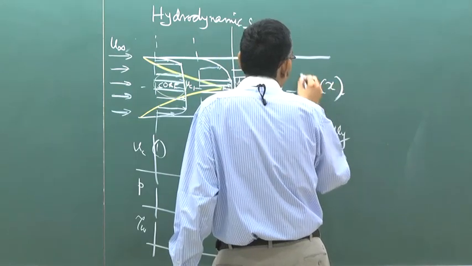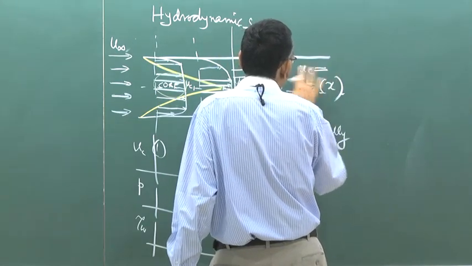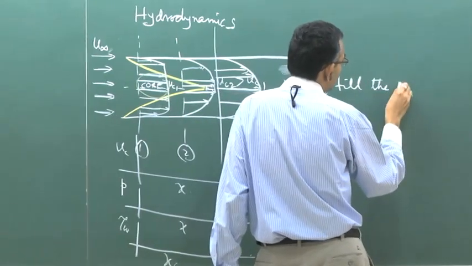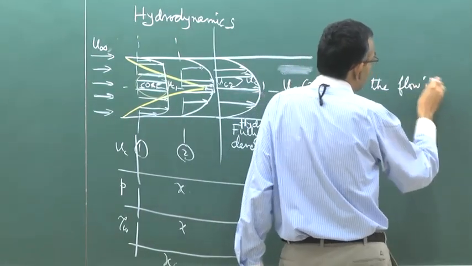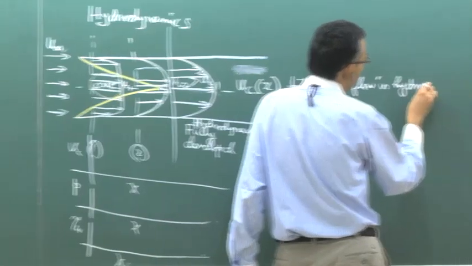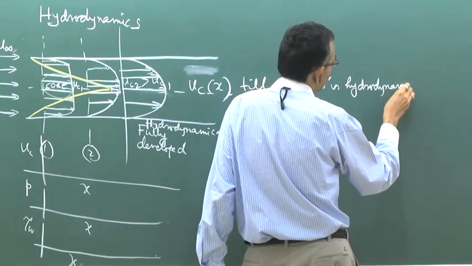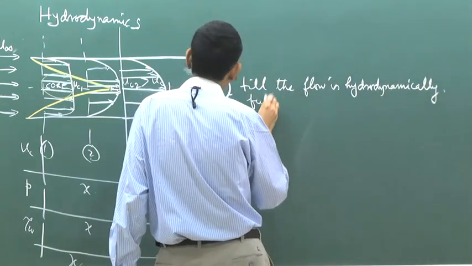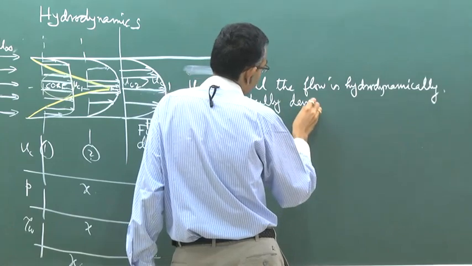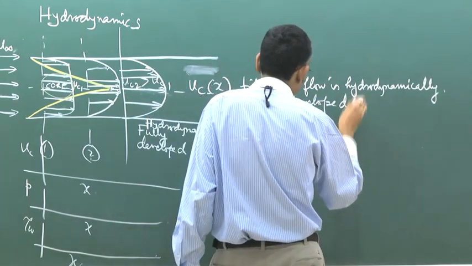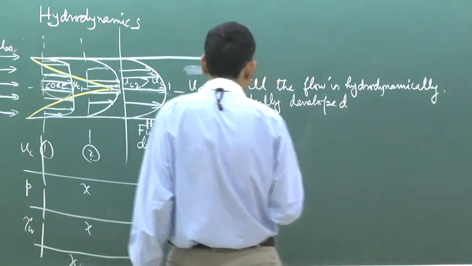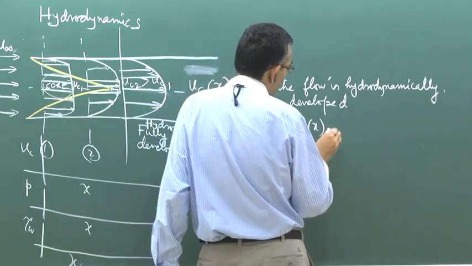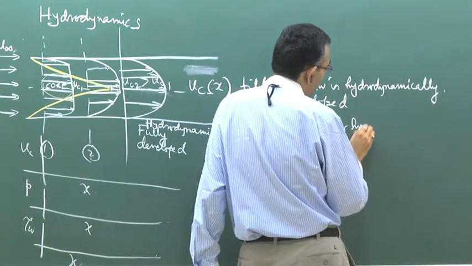So for hydrodynamically fully developed flow, uc is a function of x only till the flow is hydrodynamically fully developed. And u is not a function of x for hydrodynamically fully developed flow.